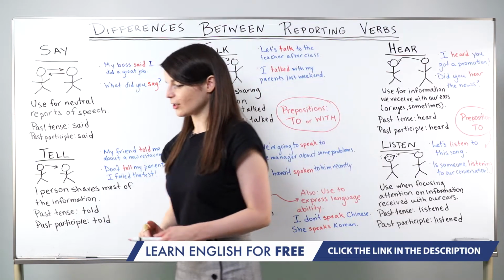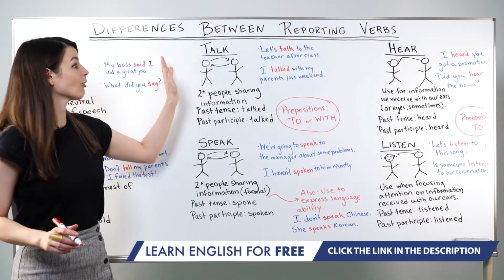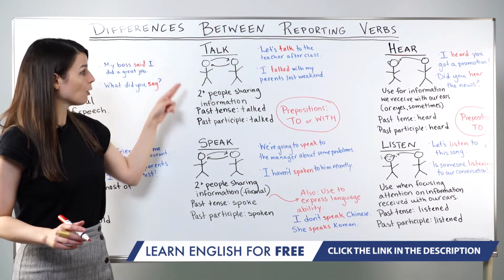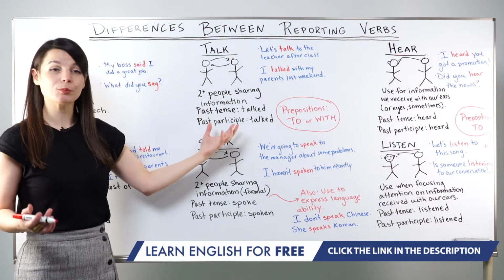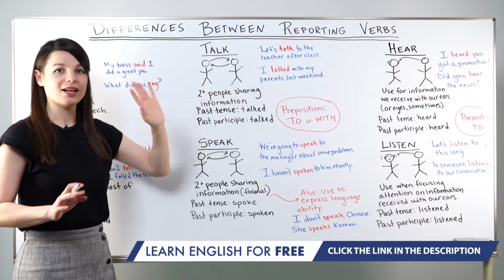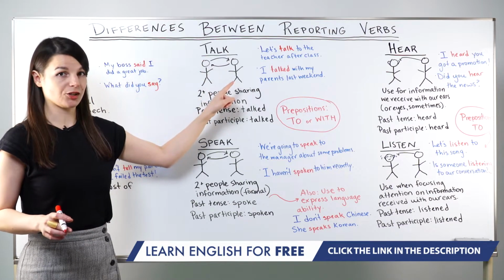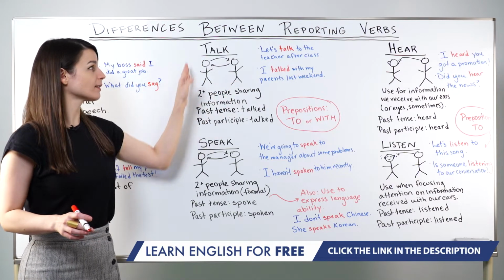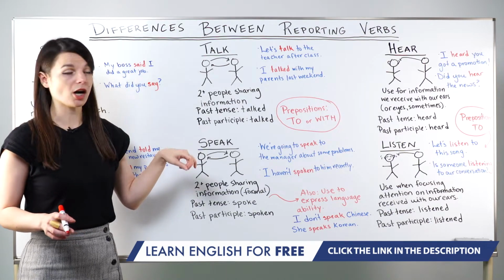Okay, let's go on to the next pair. Talk and speak. Let's look at talk first. We use talk when two or more people are sharing information. There's a conversation happening. Not just one person sharing, but there's an actual conversation. In past tense, the verb is talked, and as a past participle verb, it's also talked.